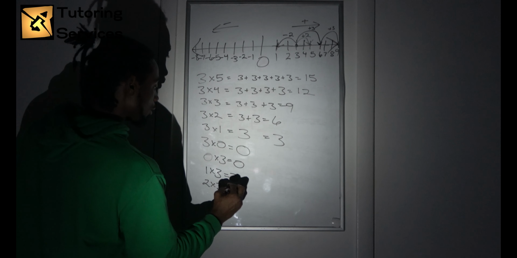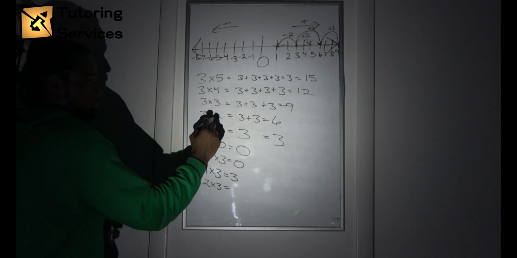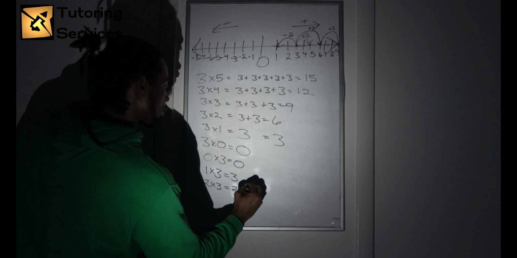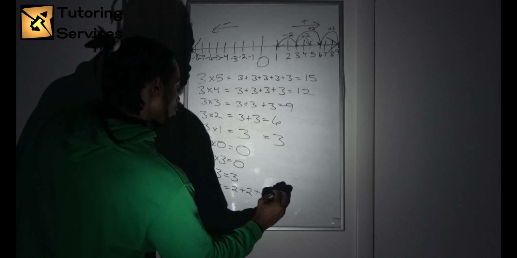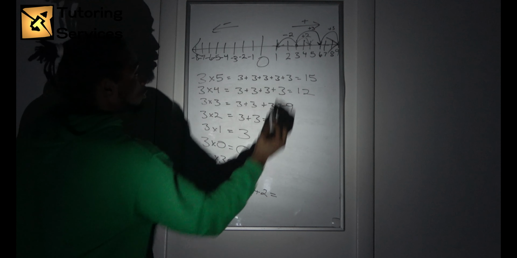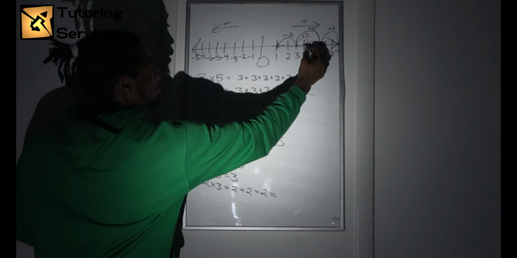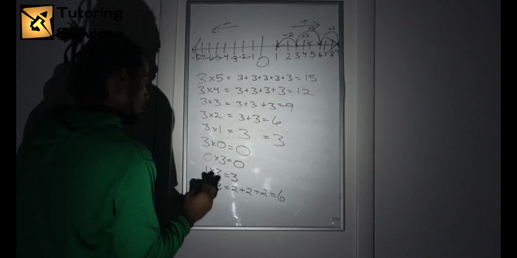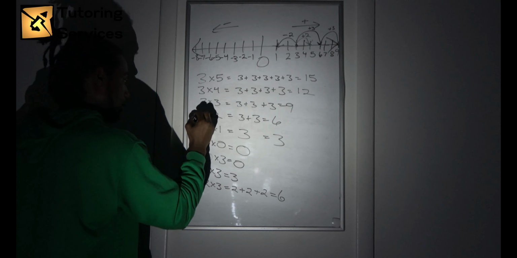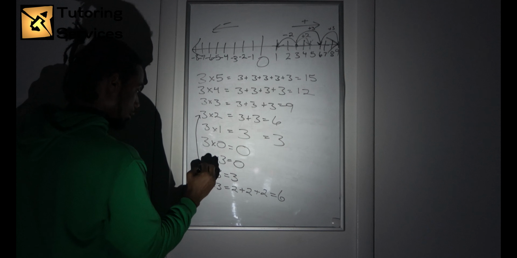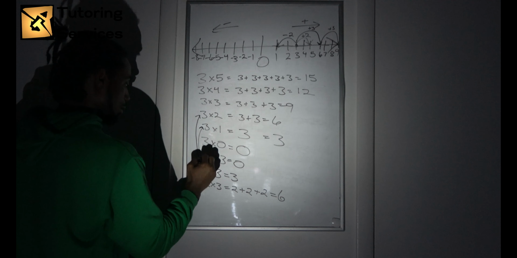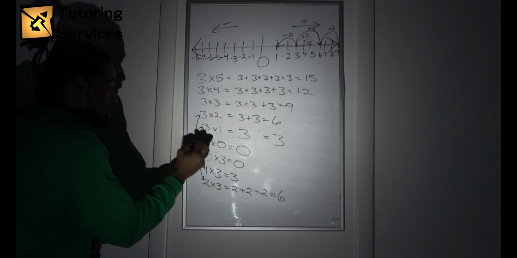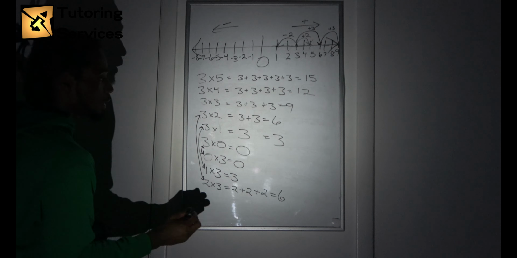2 times 3. You got 3 times 2 over here. 2 times 3 is equal to 2 plus 2 plus 2, which is 2, then plus another 2, that brings us to 4. Then plus another 2, that brings us to 6. Look at that. We're just flipping the numbers around, but we're still getting the same answers.